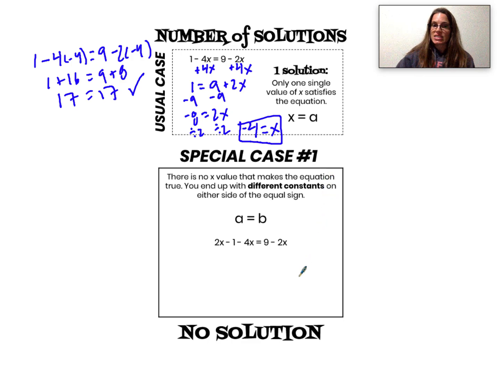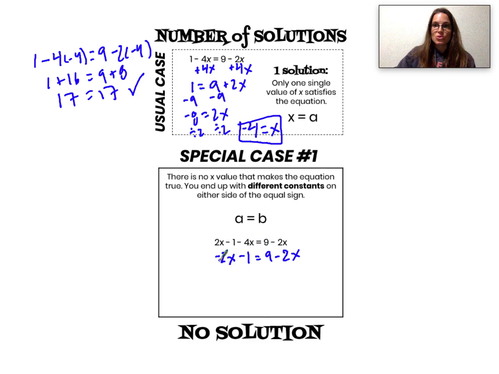The first special case is when there is no solution, no value of x that makes the equation true. Let's solve this example, which has no solution. There's no distributive property, so I need to first combine like terms, combining 2x and negative 4x to get negative 2x. Negative 2x minus 1 equals 9 minus 2x. So I've simplified the left-hand side, and the right-hand side does not need to be simplified.